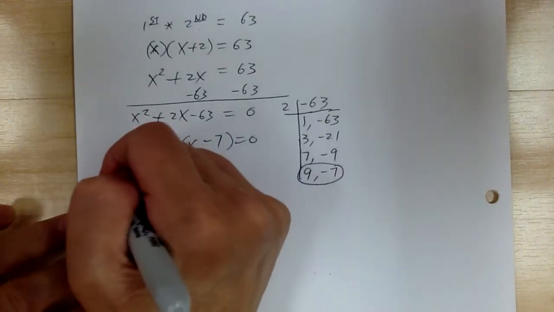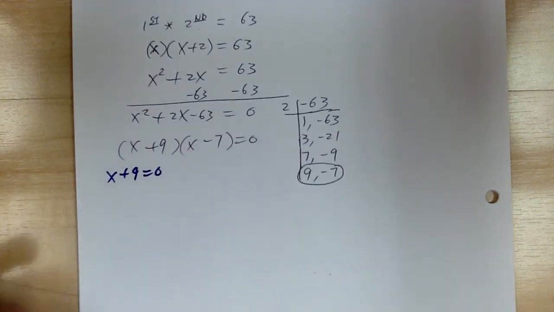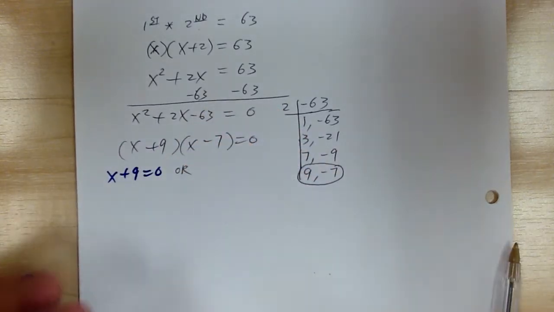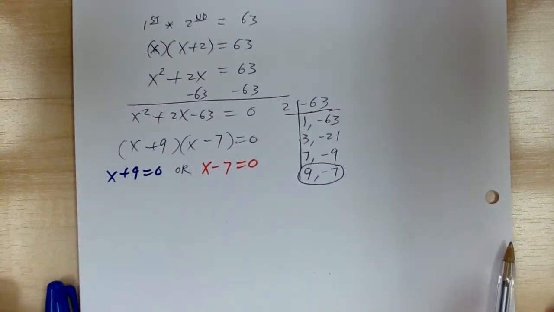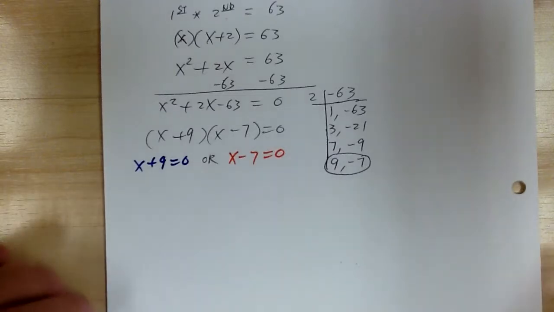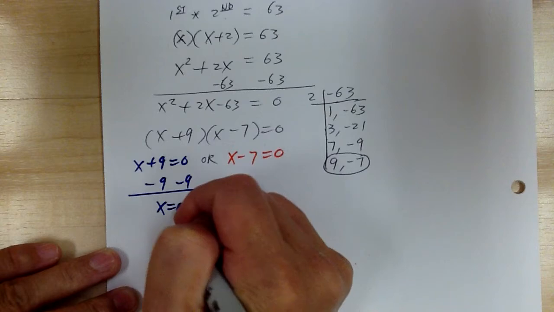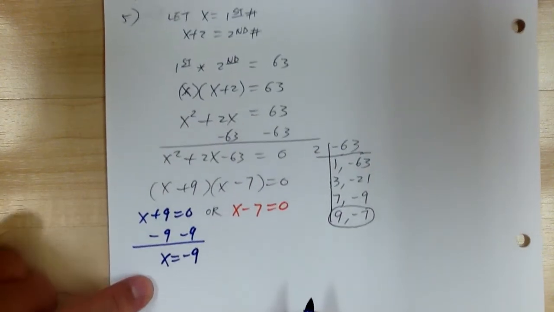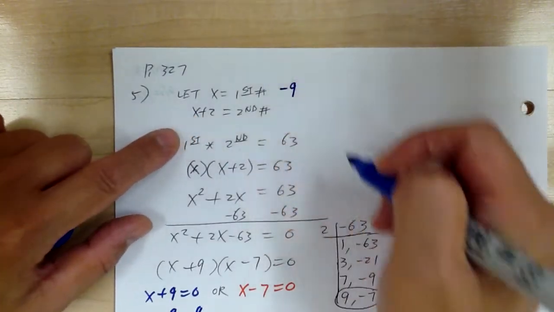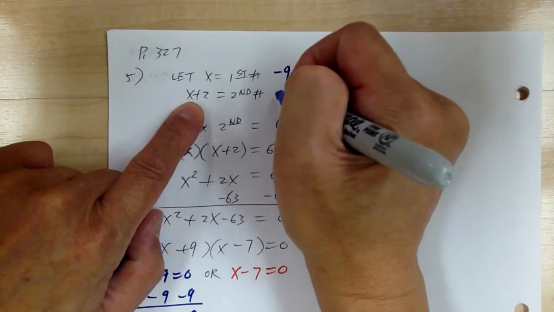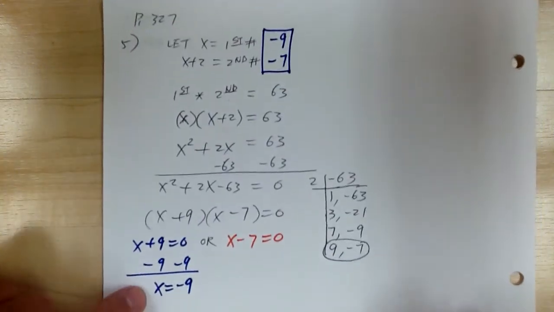Okay, so again from here, you're going to get x plus 9 equal to 0, or you're going to get x minus 7 equal to 0. Okay, so that's going to work it out. So from here, you minus 9, so you're going to get x equal to negative 9. Now remember, for the integer problem, we want to write the answers up here. So x equal to negative 9, and so the next number will be plus 2, so it will be negative 7. So that's your answer for the blue side.